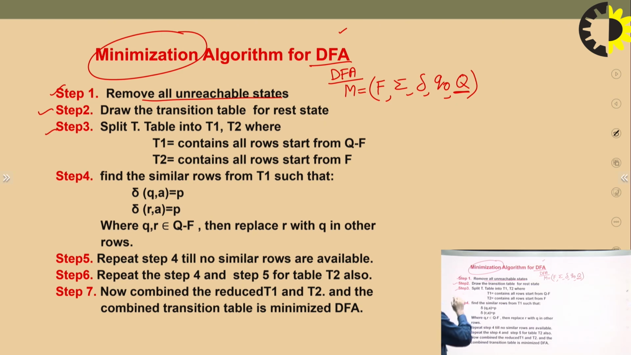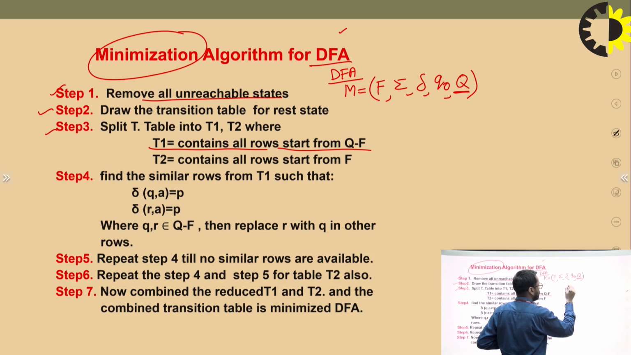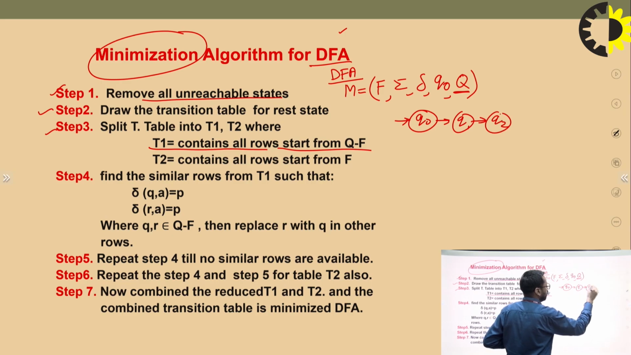Then step three is to split the transition table into two tables, T1 and T2, such that T1 contains all the rows that start from Q minus F, where Q is the set of states and F indicates the final states. That means, let's suppose for example that Q0 is the initial state, Q1, Q2 and Q3. For any input symbols, let's suppose a, b.